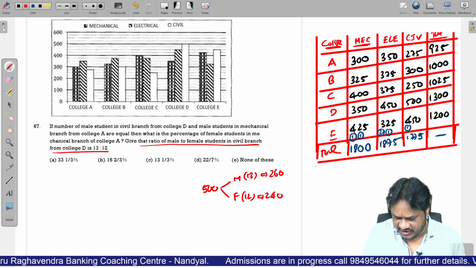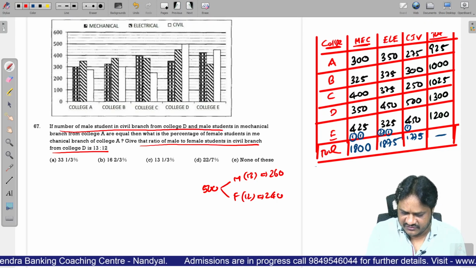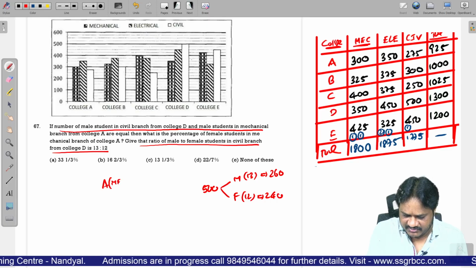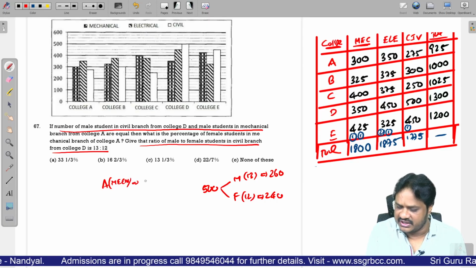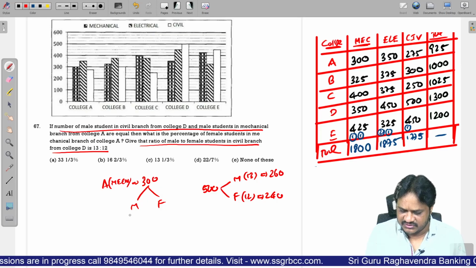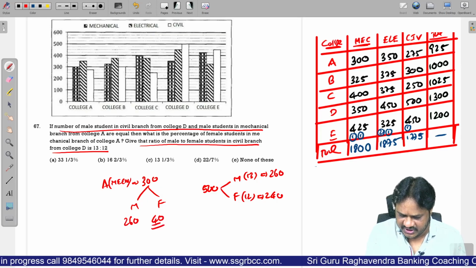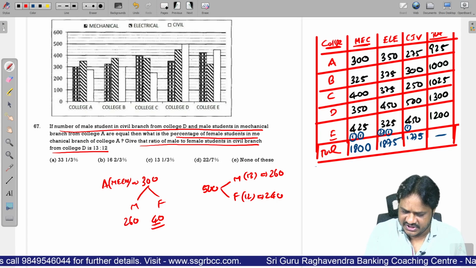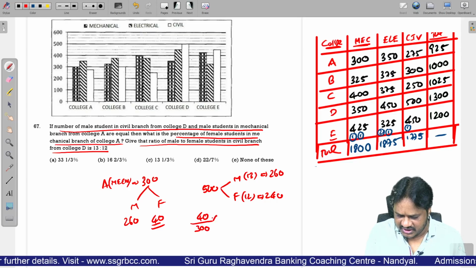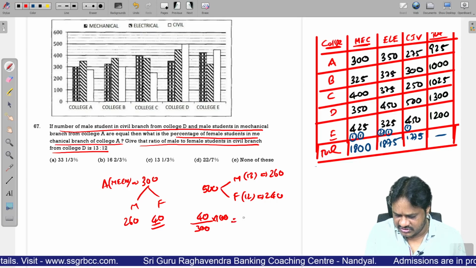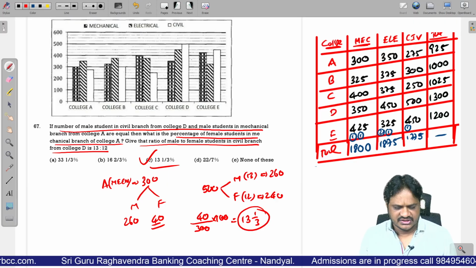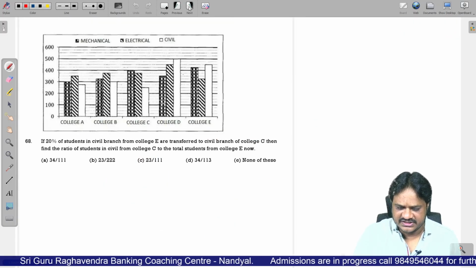So this is 260, this is 240. Then the male students of civil in branch D and male students in mechanical branch of A. A mechanical we are having 300. In this there are male and female. So males are 260, females will be 40. Now what is the percentage of female students in mechanical branch? 40 by 300 into 100. So we will get 13 1 by 3. The answer is 13 1 by 3. So option is 3. Let us see the next question.